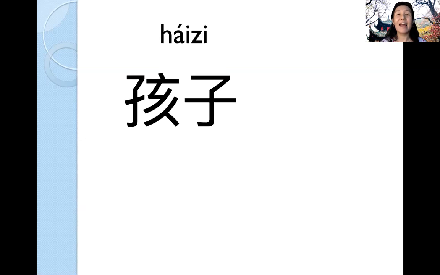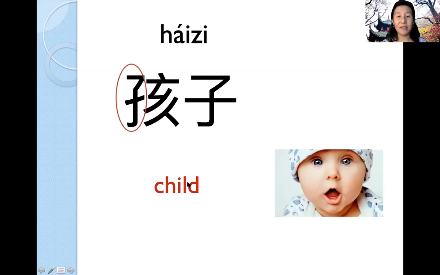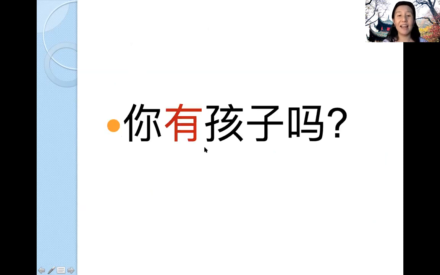孩子. Once again, reminding you that this is a neutral tone, so you do not need a tone mark. And you can see here, this character means child. This radical means child. So does this word, child, 孩子. 你有孩子吗? Do you have children?